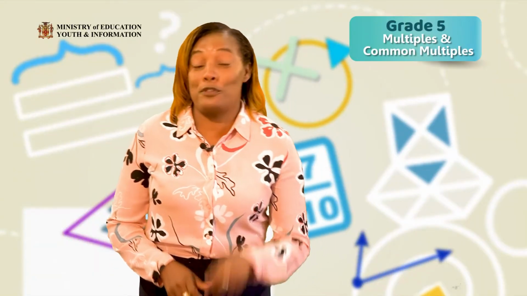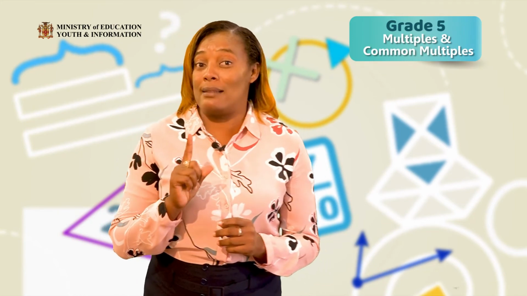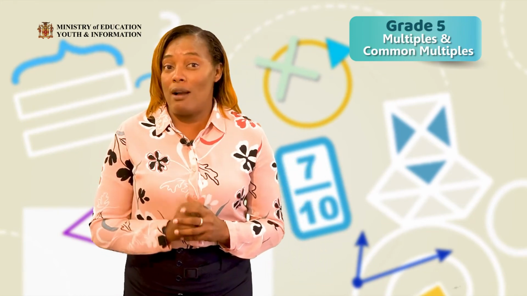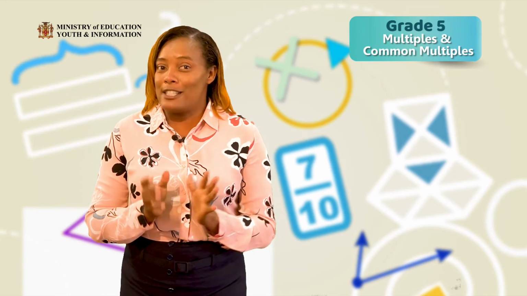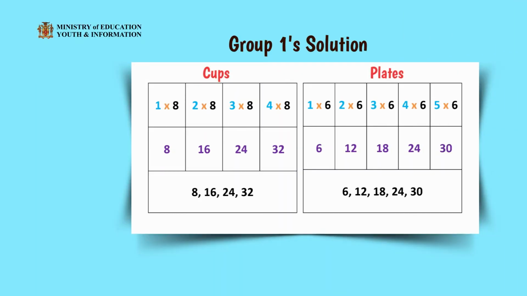Here are the attempts of 2 groups. Group 1 used tables to assist them in arriving at a solution. Great, Group 1. Let us discuss their approach. The first table represents the number of cups and the second table tells the number of plates. The multiplications in the top row of each of the tables tell us the number of packs of cups and plates that Elena may need.